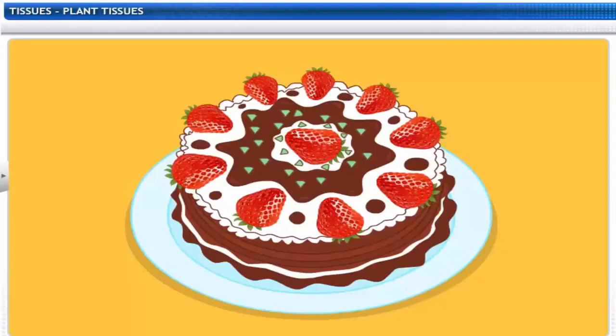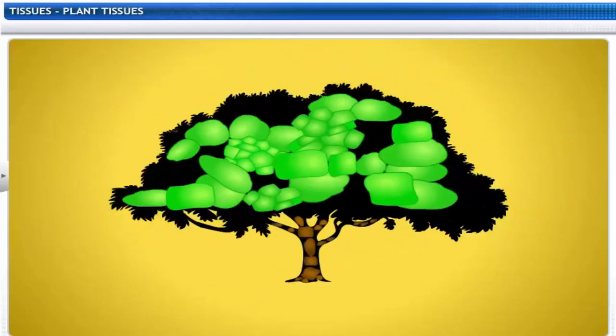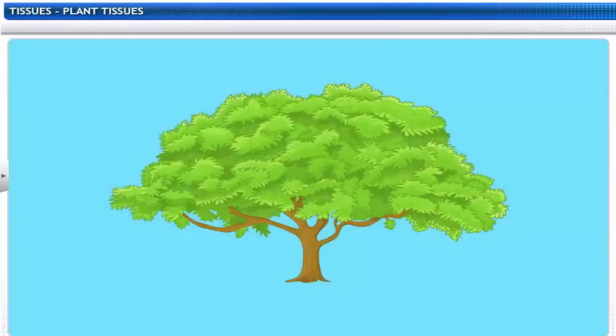Wow! There's the cake. That's great teamwork. Did you know that different tissues in plants have different functions too? But they work as a team to keep the plant alive.